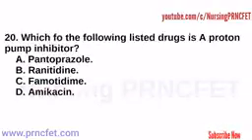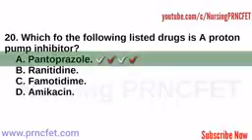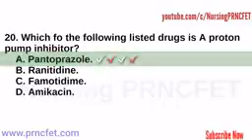Question 20. Which of the following listed drugs is a proton pump inhibitor? A. Pantoprazole, B. Ranitidine, C. Famotidine, D. Amikacin. Correct answer is A. Pantoprazole.